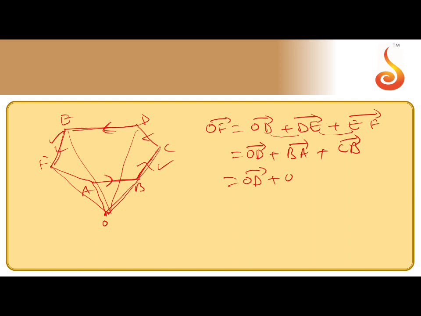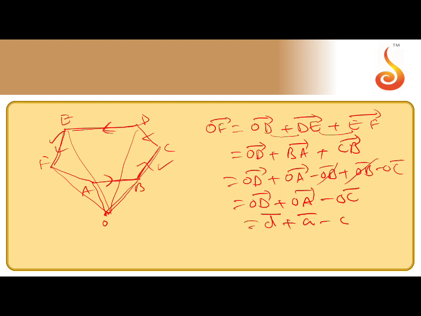OD plus OA minus OB, OB minus OC. OB gets cancelled. Finally, OD plus OA minus OC. OD is given as D bar, OA is A bar, and C bar. The answer will be A bar plus D bar minus C bar. Check the options. Which option is matching with this one?